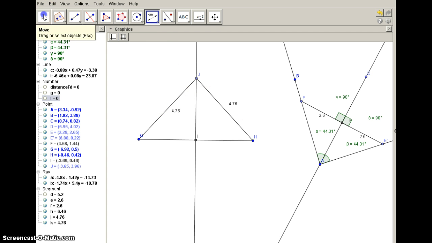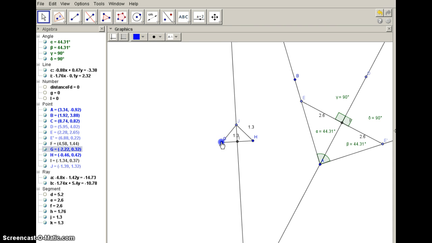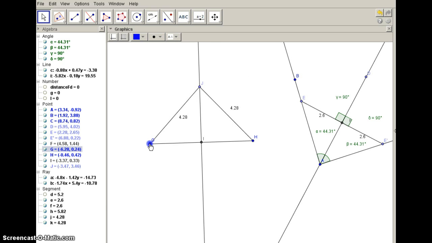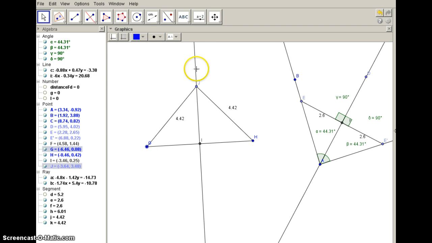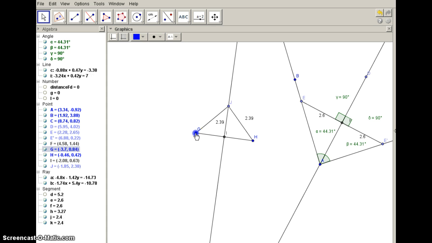Now, what happens if I change J? Doesn't matter. They stay equidistant, right? What happens if I change the length of the original segment? Won't matter, okay? As long as J remains a point that is on the perpendicular bisector to the segment, it will always be equidistant to the endpoints. This is really, really important to know. Now, our question is, why? Can we prove it? And how would we prove that?